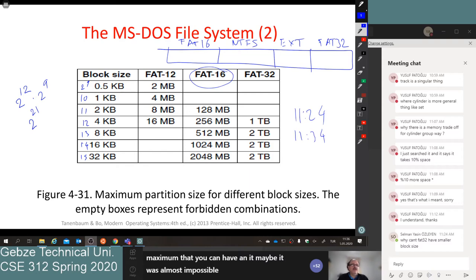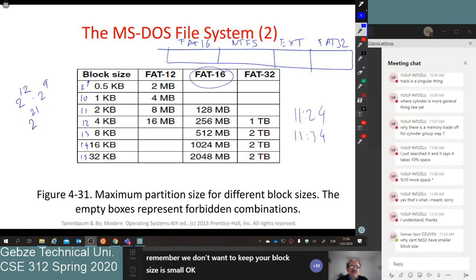For FAT32, it is very difficult to find a hard disk that is smaller than 1 terabyte. So it doesn't make much sense to support 2 gigabyte blocks. If you do it with 2 kilobytes, your maximum disk size will be 0.5 terabyte, and we don't have a 0.5 terabyte disk anymore. You cannot find it. And if somebody has that kind of disk, then use FAT16.